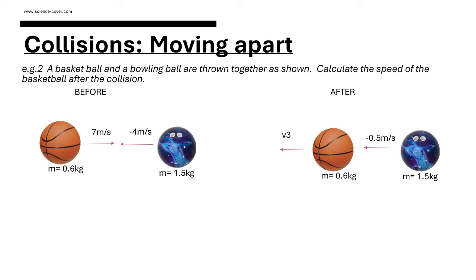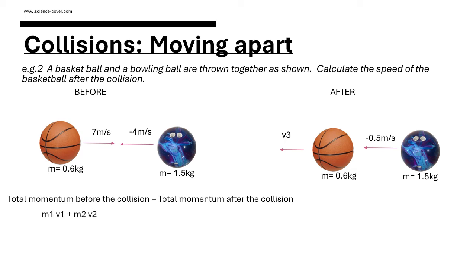A basketball and a bowling ball are thrown together as shown. Calculate the speed of the basketball after the collision. So here we have a basketball with a mass of 0.6 and travelling at 7 meters per second, colliding with a bowling ball with a mass of 1.5 kilograms, travelling at minus 4 meters per second in the opposite direction. The total momentum before the collision must be the total momentum after the collision. So therefore M1V1 plus M2V2 still must be equal to M3V3 plus M4V4. We can substitute in the numbers that we have and try to work out V3.